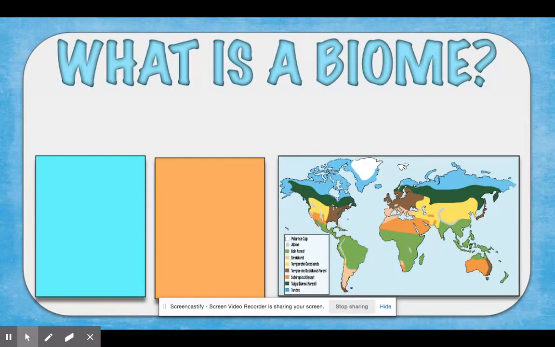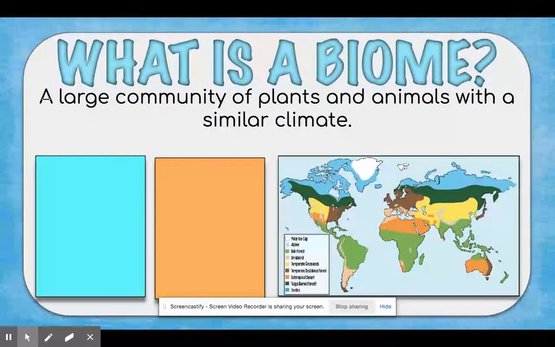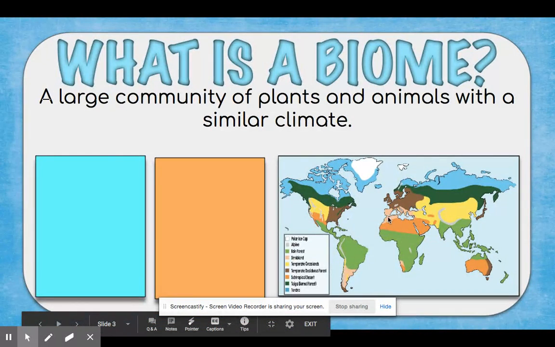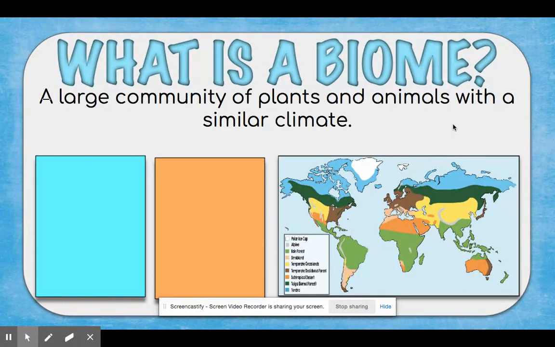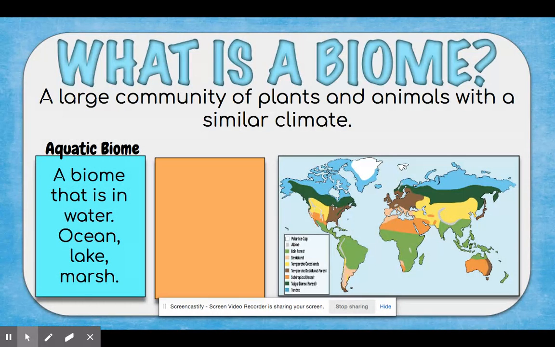What is a biome? So I know that we've been researching and talking about biomes a little bit, but a biome is a large community of plants and animals with a similar climate. So in this picture, it shows a color-coded picture of all the biomes across the world. All the areas that have the same color have the same relative temperature and precipitation rates and whatnot. So aquatic biomes, that's a biome that is in water, like ocean, lake, or marsh, okay?